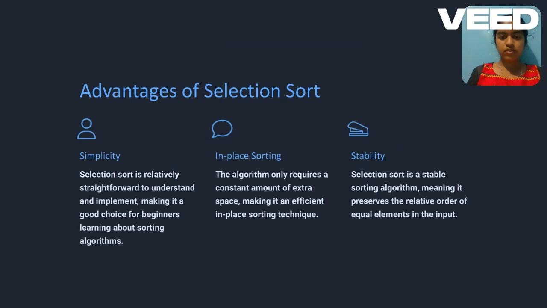Advantages of selection sort. Simplicity. Selection sort is relatively straightforward to understand and implement, making it a good choice for beginners learning about sorting algorithms. The next one is in-place sorting. The algorithm only requires a constant amount of extra space, making it an efficient in-place sorting technique. Stability. Selection sort is a stable sorting algorithm, meaning it preserves the relative order of equal elements in its input.